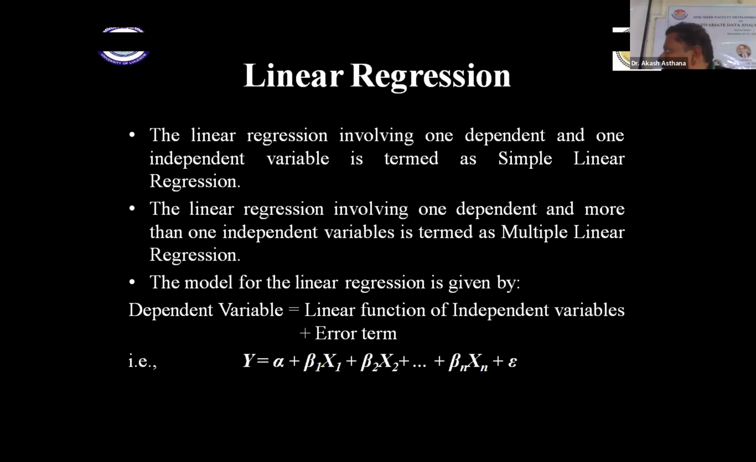Or in notation, you can write the regression model in that manner. Or you can say in this manner, y equals alpha plus beta 1 x1 plus beta 2 x2 and so on, plus beta n xn, plus epsilon. Alpha plus beta 1 x1 plus beta 2 x2 and so on to beta n xn is a linear function of independent variables. Epsilon is the error term.